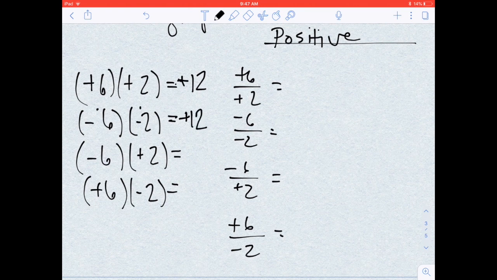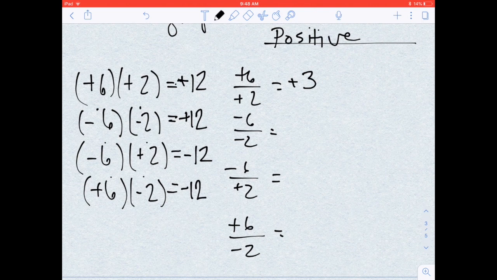Even number of negatives. Over here, I have -6 times +2. I have one negative, so it's going to be negative. +6 times -2. I have one negative, so it's going to be an odd number of negatives, so that's going to be a negative answer. All right, same thing works with dividing. So +6 divided by +2. I have no negatives, so it's going to be positive.